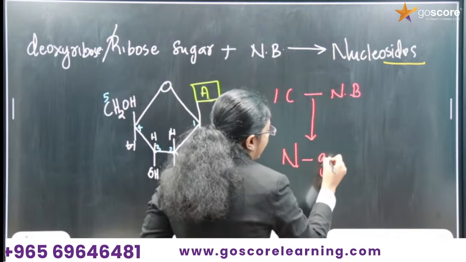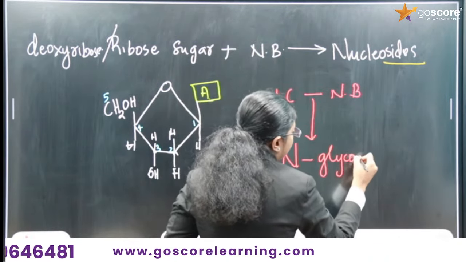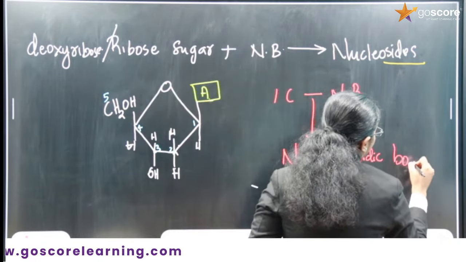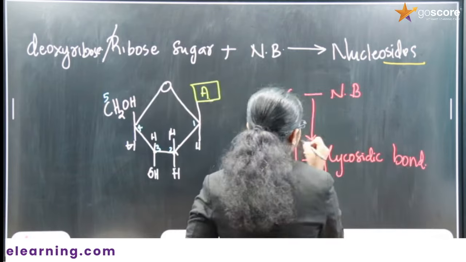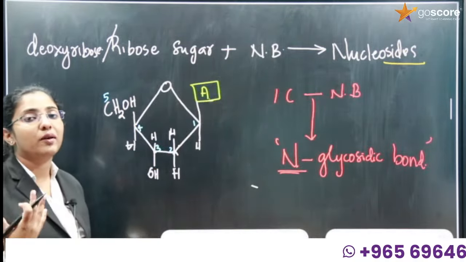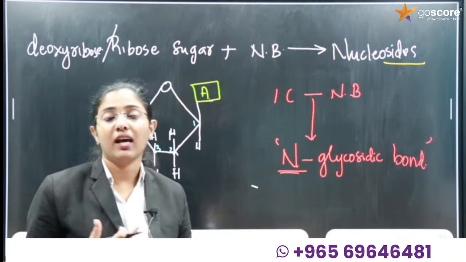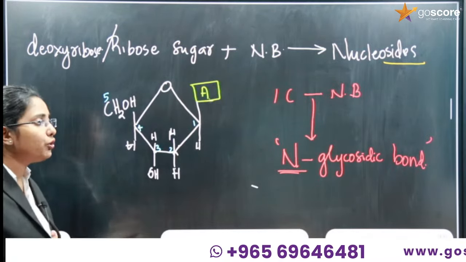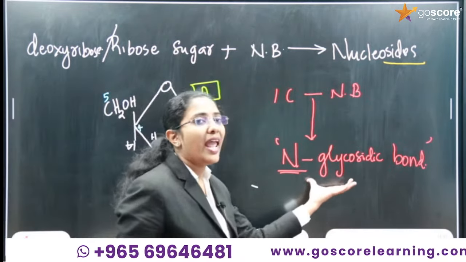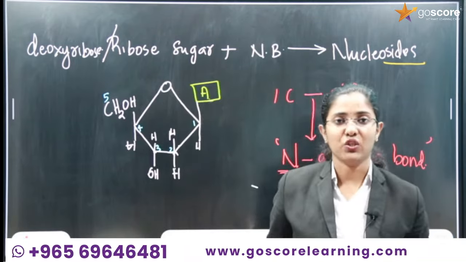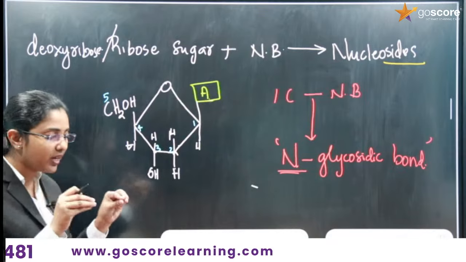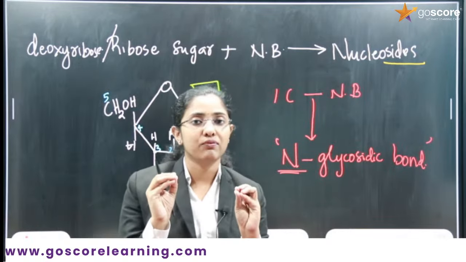is the N-glycosidic bond. Okay, N-glycosidic linkage or N-glycosidic bond. It is very important. When you're studying more about this, you will come to know that there is another type of glycosidic bond too, not only N. So here it is clearly mentioned that it is N-glycosidic linkage. Okay, what linkage is it? N-glycosidic linkage. You can be sure a one word question will be asked from this section.